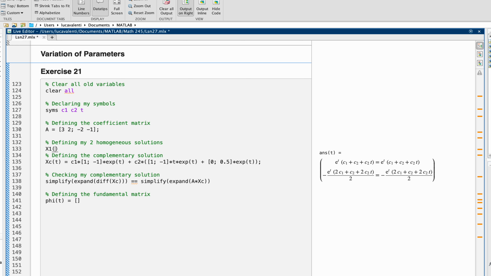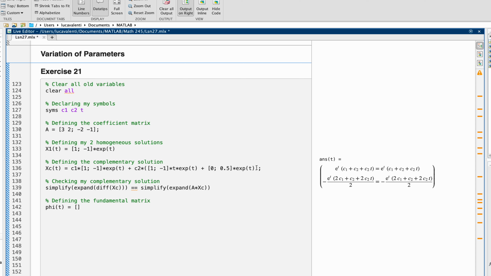So then we get x1 of t, that's going to be equal to 1 -1 times e to the t, here, okay? And then look, this is our second solution, right? So I'm just going to cut it, and I'm going to paste it here, calling it x2 right here. So this one, instead of that whole mess, I can write x2, and here I can write x1.